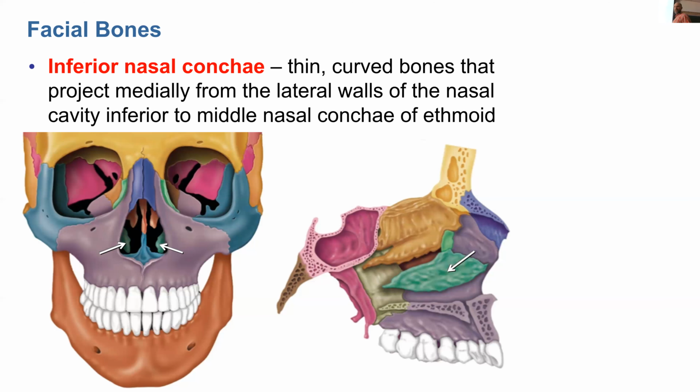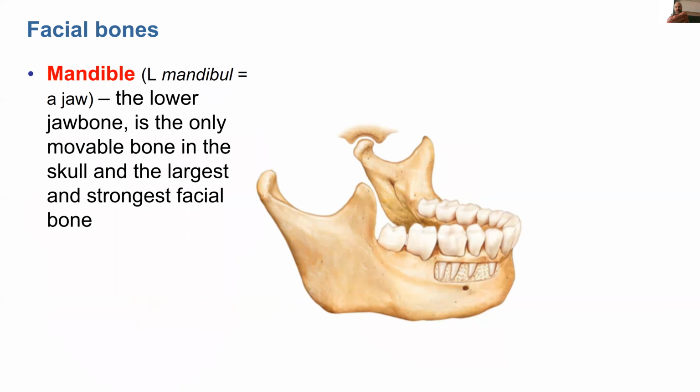All right, let's talk about the last facial bone. We whipped through the face pretty quick here, and that is the mandible, or your jawbone. It is the largest facial bone. It's also the only bone of the skull that has a freely movable joint, and it does that right back here. There are condylar joints at which it articulates with your temporal bone. We'll talk about that joint in a little bit.